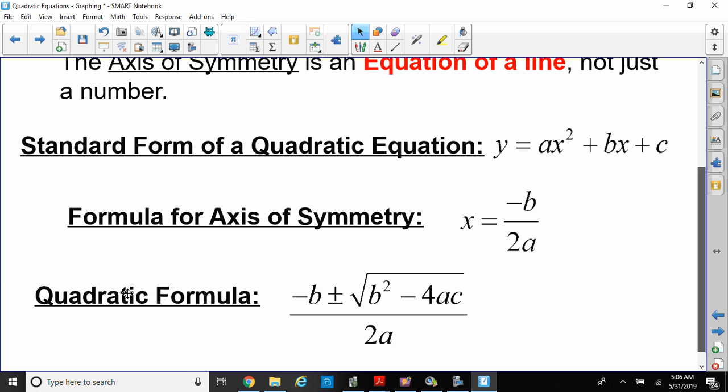Later on, you'll get into what's called the quadratic formula, which is where part of this axis of symmetry formula comes from. The quadratic formula is -b plus or minus the square root of b squared minus 4ac, divided by 2a. So that's good to know. Hopefully you'll see some more videos on that. If I get time, I'll cook up a video on that so you can deal with the quadratic formula and all the other things that go with it.